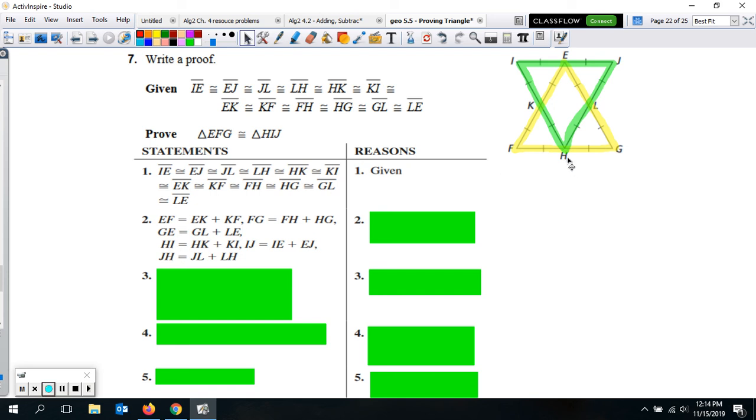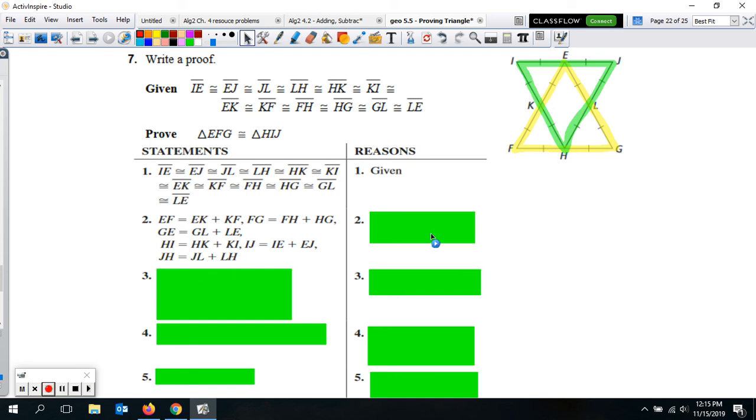So HI is this side here, that's the HK and the IK, or KI, added up. And then it talks about IJ at the top here. It's these 2 sides added up, so it's the IE and EJ. And then over here, this side right here, the JH, are these 2 sides added together. So that forms all of those.